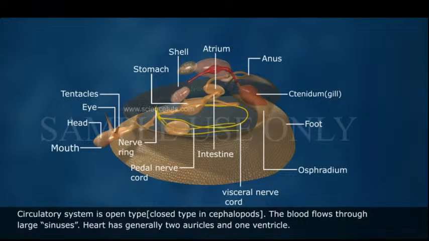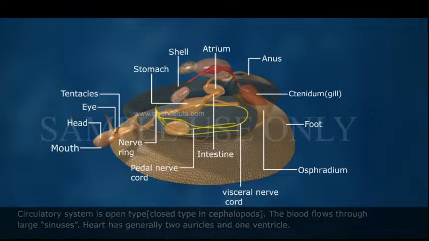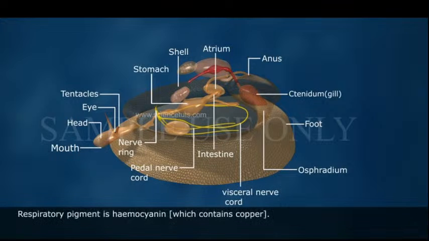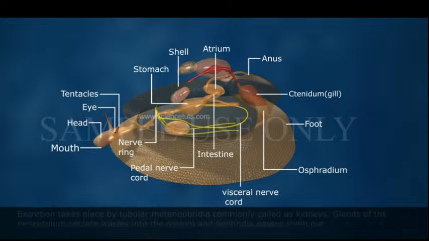Circulatory system is open type, closed type in cephalopods. The blood flows through large sinuses. Heart has generally 2 auricles and 1 ventricle. Respiratory pigment is hemocyanin, which contains copper.